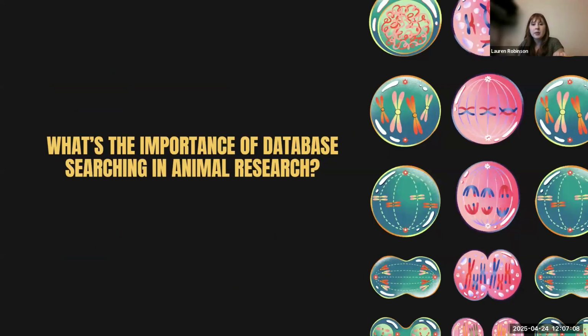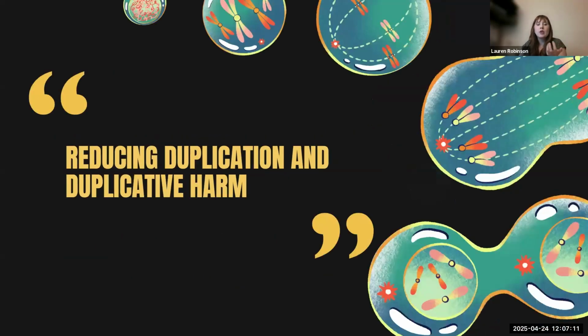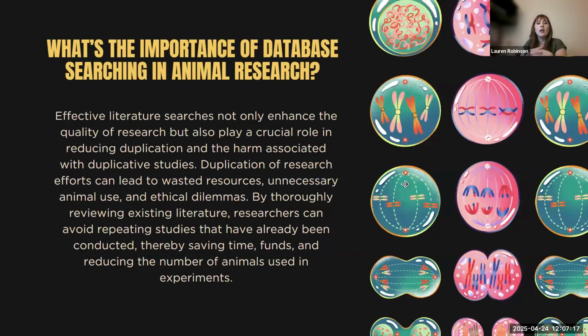So what's the importance of database searching in animal research? The goal overall is to reduce duplication and duplicative harm. Effective literature searching not only enhances the quality of your own research, but it plays a crucial role in reducing duplication and any harm associated with duplicating studies, right? This is the same concept with data management.